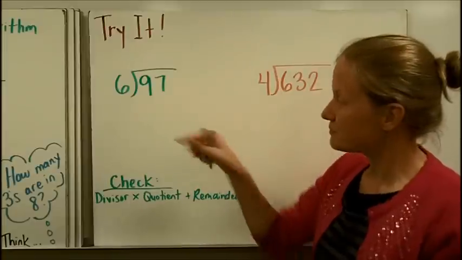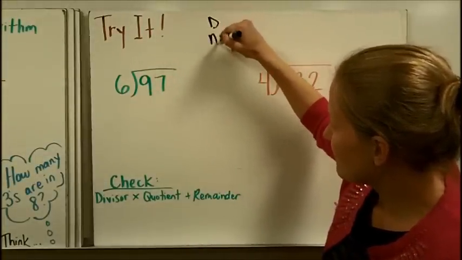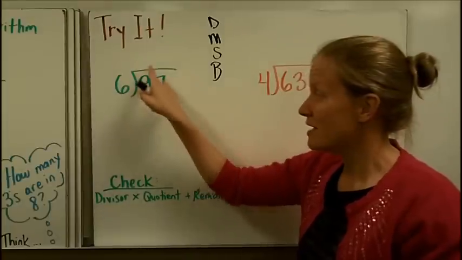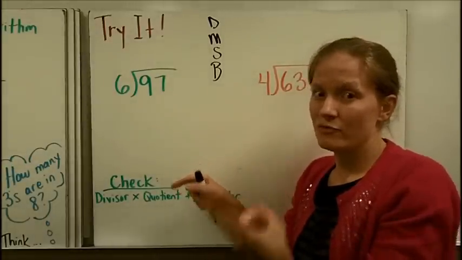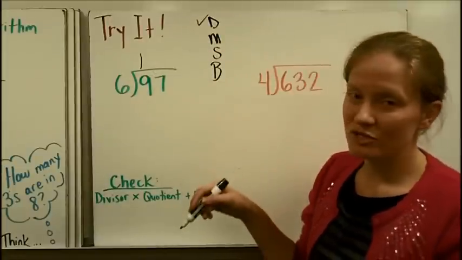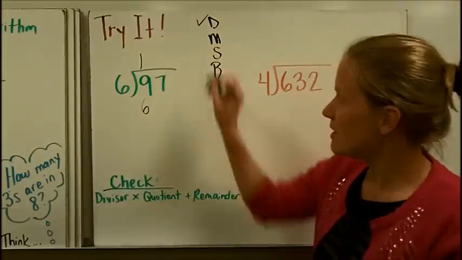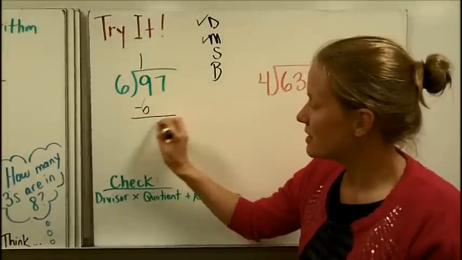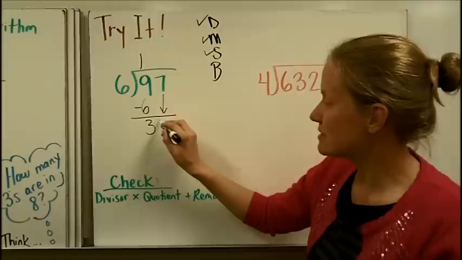So let's get started. First, it helps me to write down my steps. Divide, multiply, subtract, bring down. So I'm going to divide, and I'm going to say how many times can 6 go into 9? Well, if I think about the multiples of 6, 6, 12, oh, I'm already too many, so it can only go in once. Then I'm going to even put checks to see where I am. Now I'm going to multiply. 1 times 6 is 6, so I just multiplied. Now I'm going to subtract. 9 minus 6 is 3. And now I'm going to bring down the next number, which is a 7.